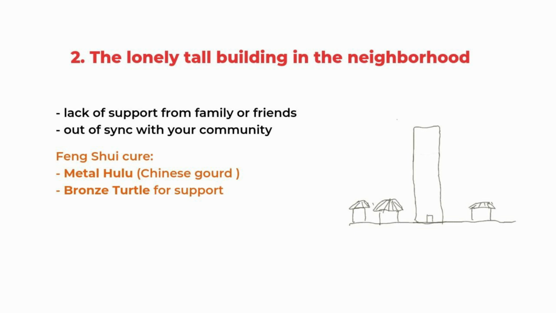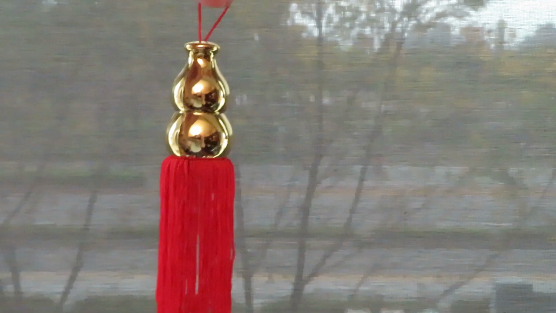The second feng shui sha qi is when the building is very tall in the neighborhood and the only tall one, and the rest of the buildings are very low. It creates a negative sha qi because it indicates a lack of support from your family, from work or friends, and it feels out of proportion or out of sync with your community. So that is the problem. And the feng shui cure is a little bit more difficult.